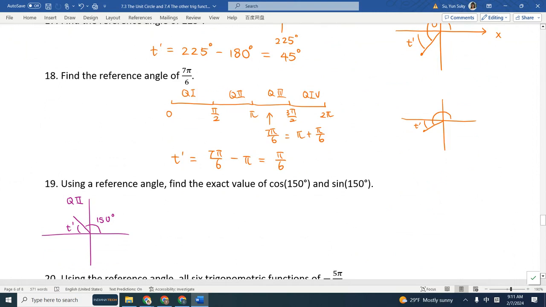Now, can you see the reference angle? The reference angle is the angle made with the terminal side and the x-axis. So, what is T prime? T prime plus 150 degrees is 180 degrees. And so T prime is then 180 degrees minus 150 degrees, which is 30 degrees.